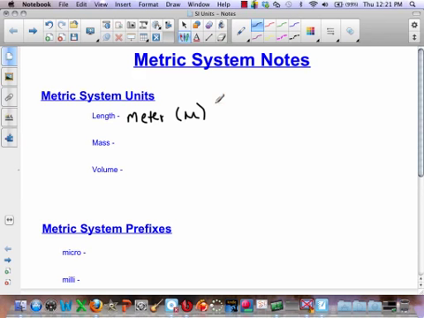Okay, mass, which is completely different from weight. They're related, but they're different. What is our unit for mass? Come on, guys, you've been in a science class before. What is the unit for mass? Gram. That's represented by the lowercase g.